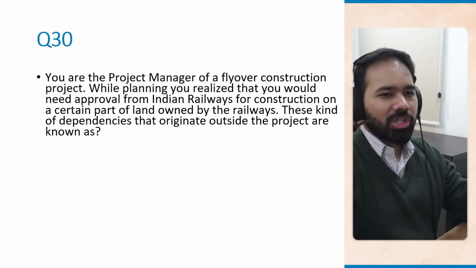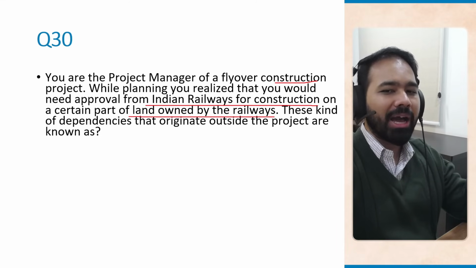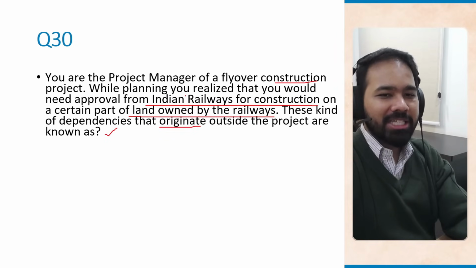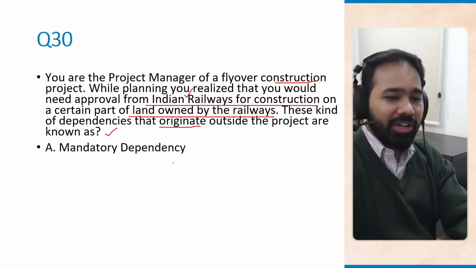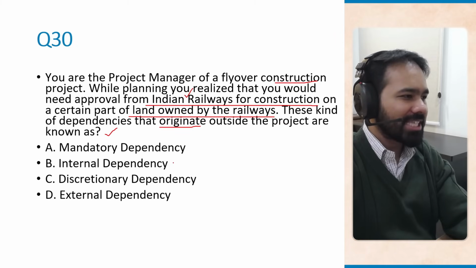Okay, question number 30. You are the project manager of a flyover construction project. While planning, you realized that you would need approval from Indian Railways for construction on a certain part of land owned by the railways. These kind of dependencies that originate outside the project are known as. So you now have a dependency on a totally different organization. This is a mandatory dependency, internal dependency, discretionary dependency, or external dependency.